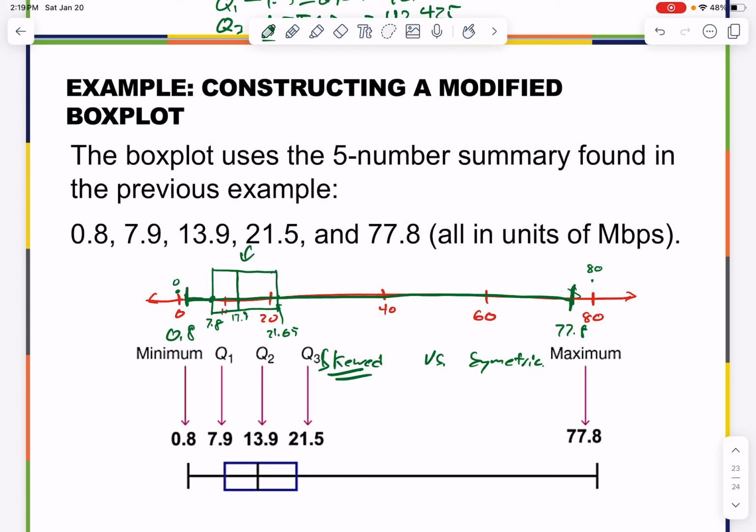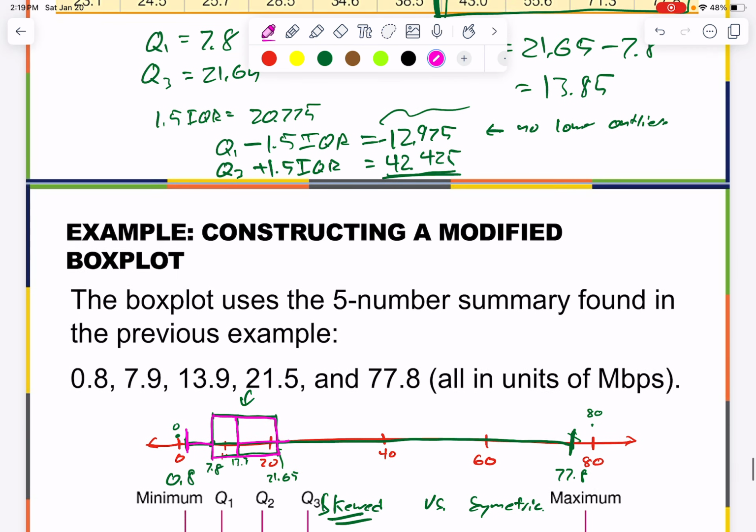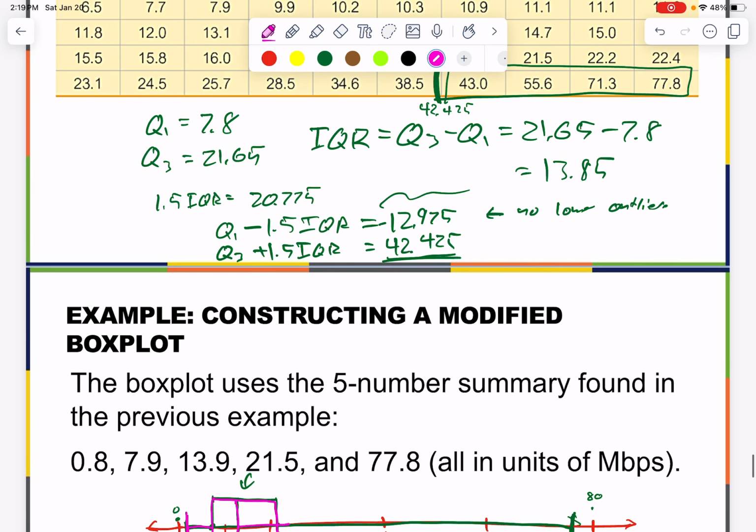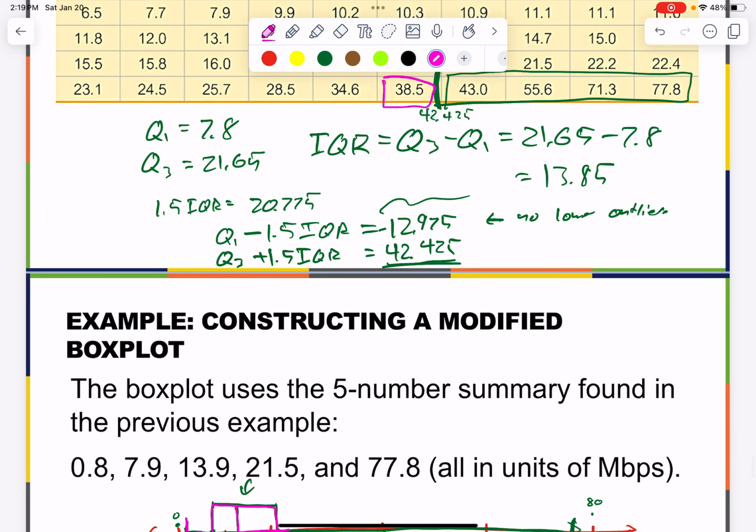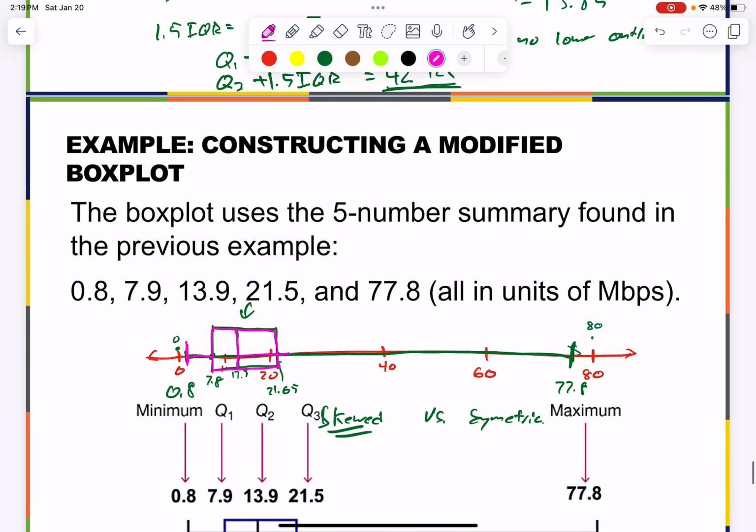Now I'm going to modify my box plot here. In the modified one, I'll put in this purple or violet or whatever. There are no other outliers, so I'm just going to put that there. Everything else is the same. The only thing that changes is where the end goes. 38.5 was the last non-outlier, so that will be right here. 38.5.